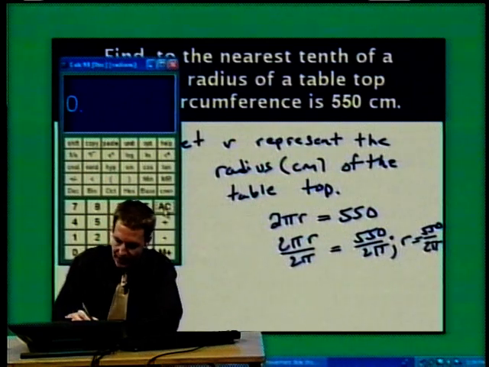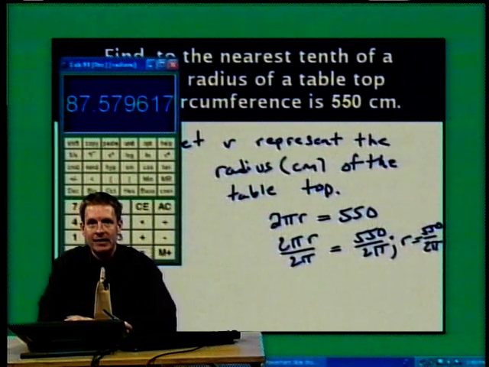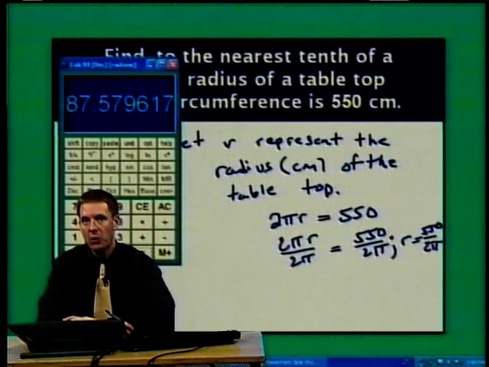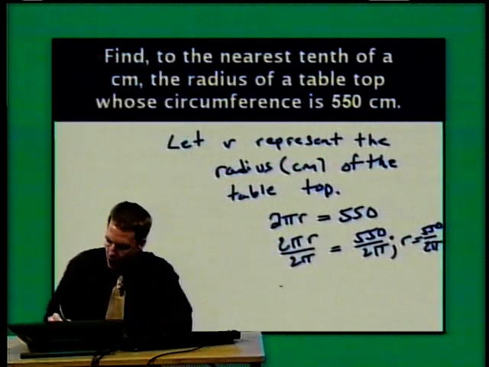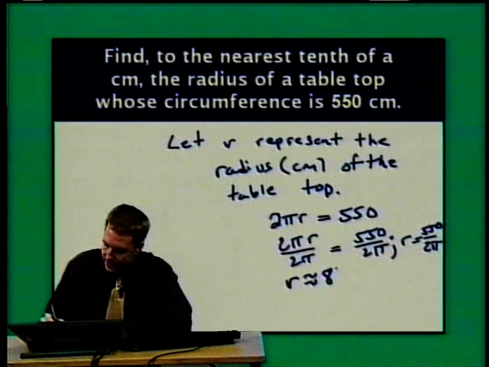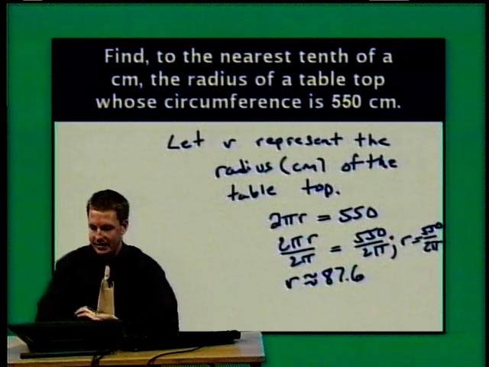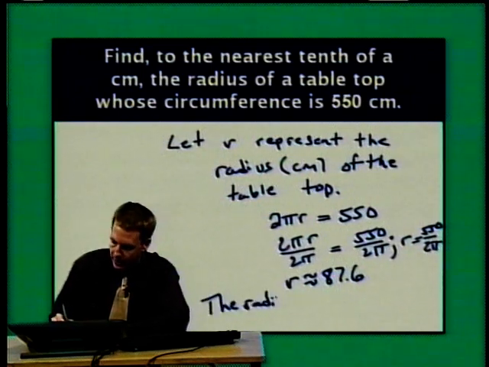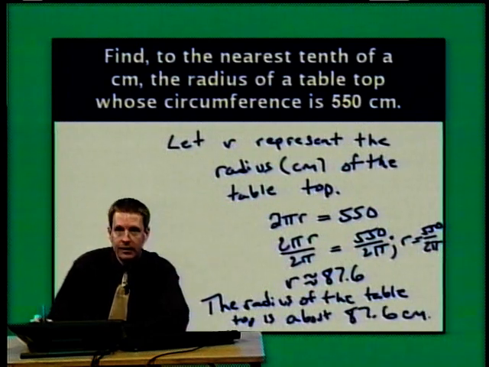So I'm going to take my 550, and I'm going to divide by, in parentheses, 2 times 3.14, close the parenthesis, and hit equals, and I get about 87.58. But the problem told me to round to the nearest tenth, so I'm going to round this to 87.6. So r is about 87.6. Since this is an applied problem, I need to make sure that I write a complete sentence answer. The radius of the tabletop is about 87.6 centimeters.